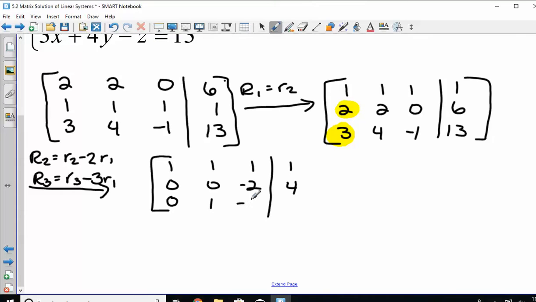Negative 1 minus 3 is negative 4. 13 minus 3 is 10. What'd you do here? Okay. There are multiple options, but the easiest option, if you have one with a 1, is to go ahead and flip them. Row 2 equals row 3.